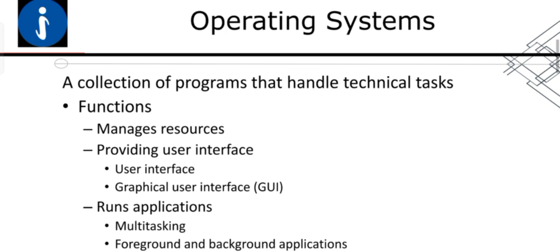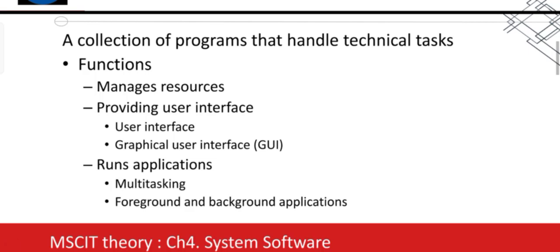Let's learn more about operating system. Operating system is nothing but a collection of programs that handle all your technical tasks and functions. It also helps to run applications. In functions, you'll learn managing resources, providing user interface, graphical user interface, in abbreviation form, which is also called GUI. It helps to run applications, like you can do multitasking, foreground and background applications, the applications you can run on your screen and behind the screen as well.